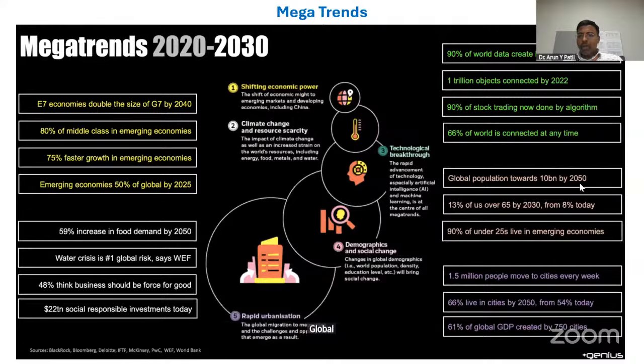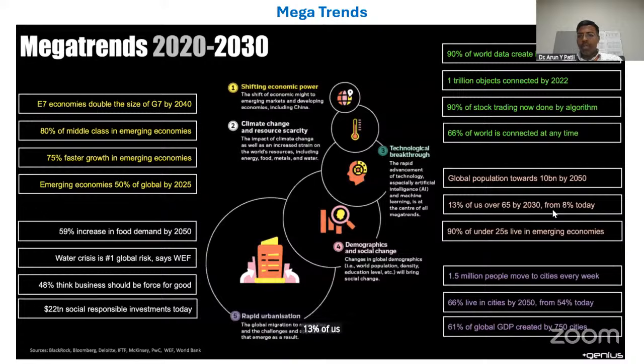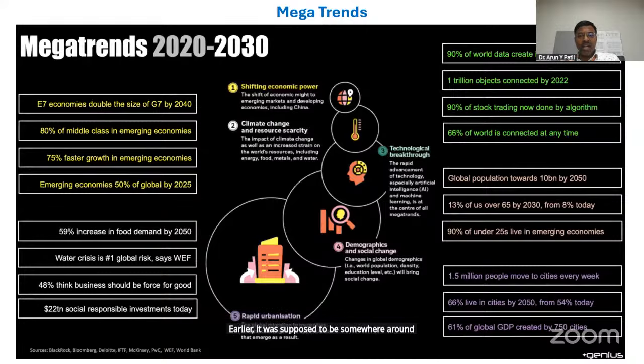Global population is expected to cross, or even go beyond, 10 billion by 2050. 13% of us will be over 65 by 2030, from 8% today. So the aging population is growing, and population is growing. So how to counter and address this? Per capita income is rising in India also. Earlier it was somewhere around 1.8 lakh. Now it has shot up to 2.8 lakh.